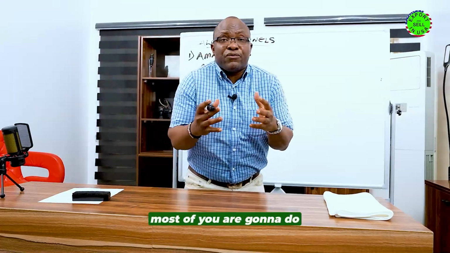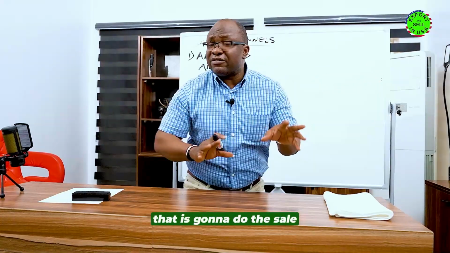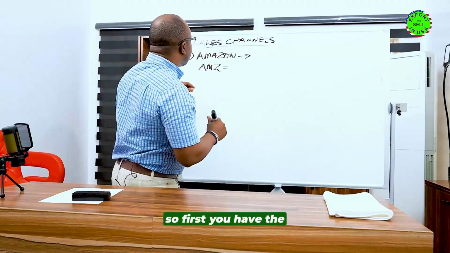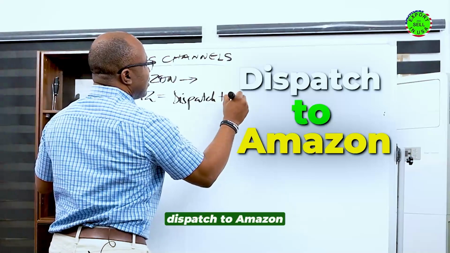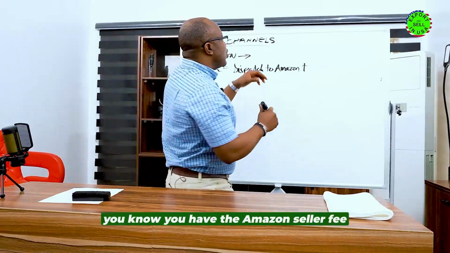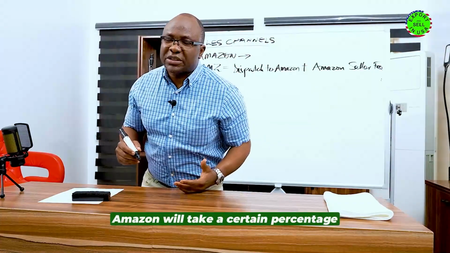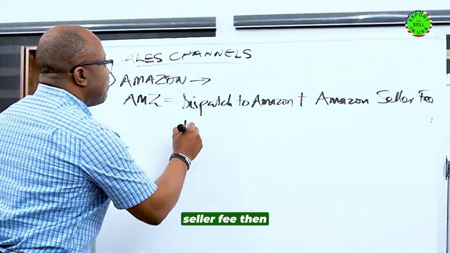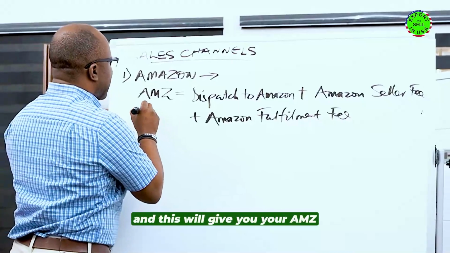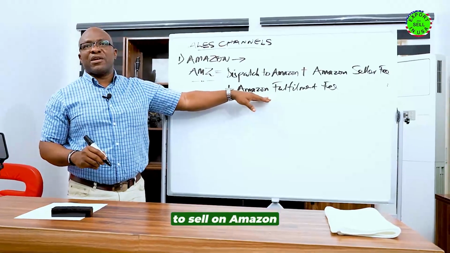Remember, most of you are going to do fulfillment by Amazon, meaning that you're going to ship the product to Amazon's warehouse, and it's Amazon that is going to do the sale, the dispatch, all the customer service. It's a wonderful model. Make sure you are using it. So first, you have the dispatch to Amazon. Then, for those of you who have been following me who are selling on Amazon, you know you have the Amazon seller fee. Out of every product you sell, Amazon will take a certain percentage. That's the Amazon seller fee. Then plus the Amazon fulfillment fee. And this will give you your AMZ. So these are the costs to sell on Amazon.